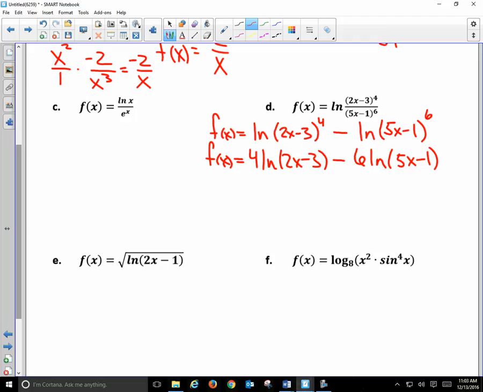Have I taken the derivative yet? I haven't. Let's take the derivative. What rule would you use to find the derivative for natural log of 2x minus 3? Chain rule. And the derivative is going to look like this. I have 4 natural log of u, and I have 2x minus 3. So the derivative is 2. The derivative of 4 natural log of u is 4 over u.